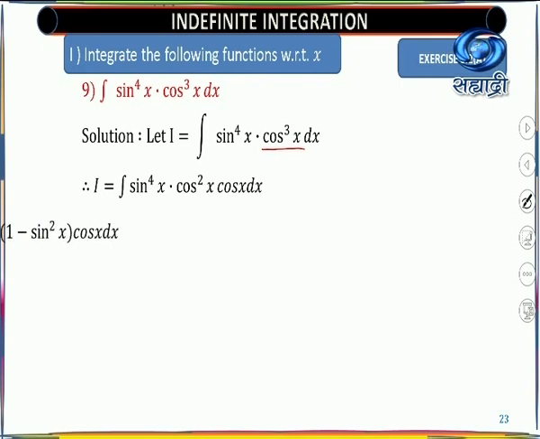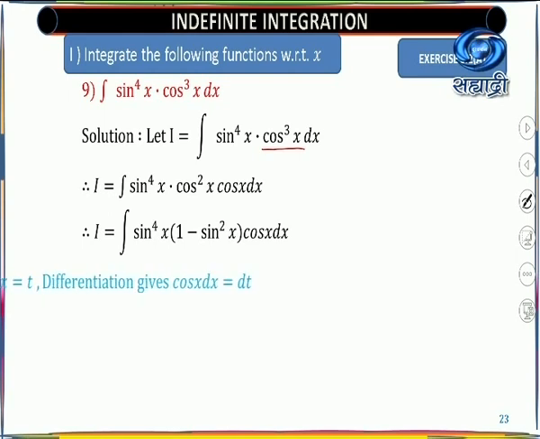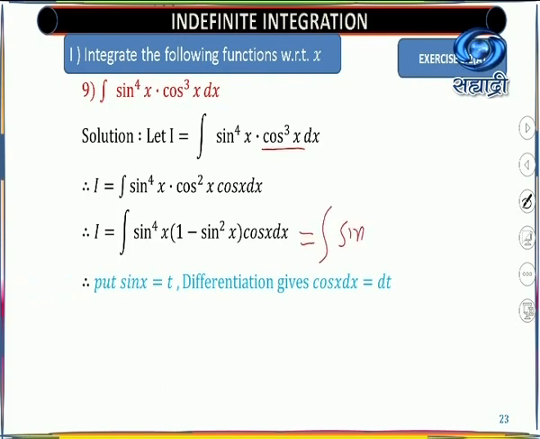Now we'll use the identity: sin^4 x (1 - sin^2 x) cos x dx. Now multiply by sin^4 x. That gives you, if you multiply, sin^4 x minus sin^6 x, and cos x dx. Now substitute sin x equal to t. Differentiating gives you cos x dx equal to dt. And as usual you are able to substitute either way: you multiply here itself, or you begin with the example and there you need to substitute.